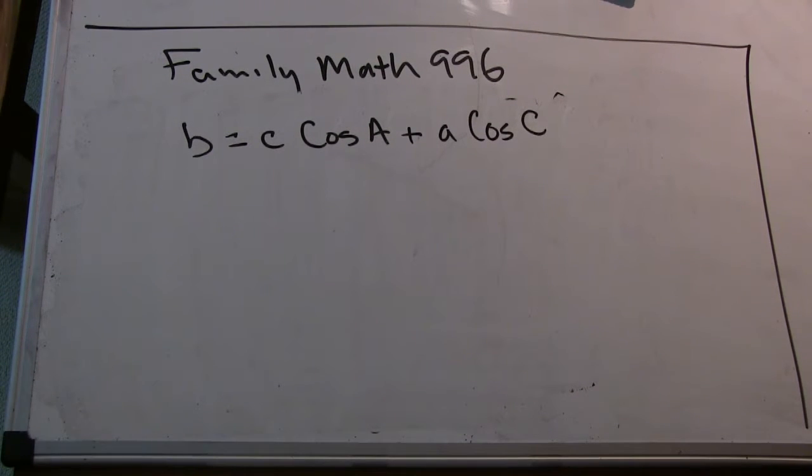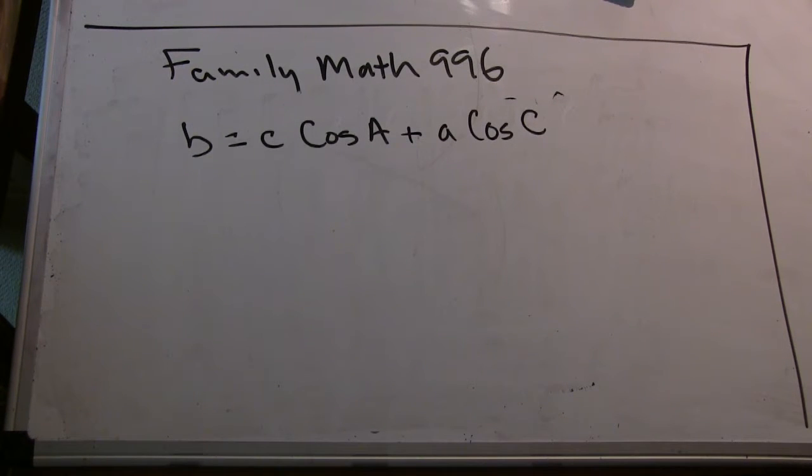Okay, so this is a formula for angles in an acute triangle. The side length b in that triangle equals c cosine A plus a cosine C. If I remember, this was a little more difficult, but what do you want to do here?